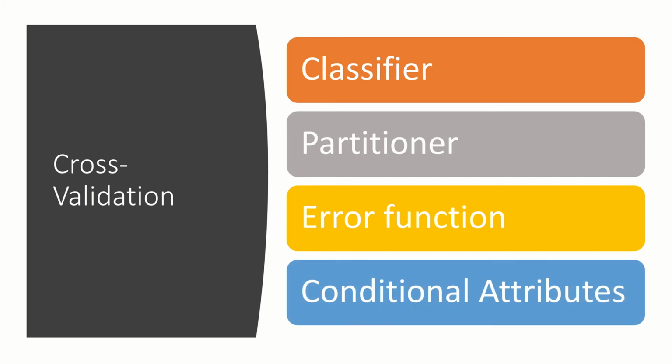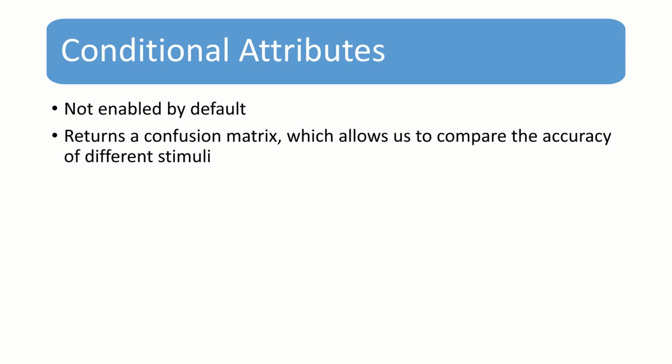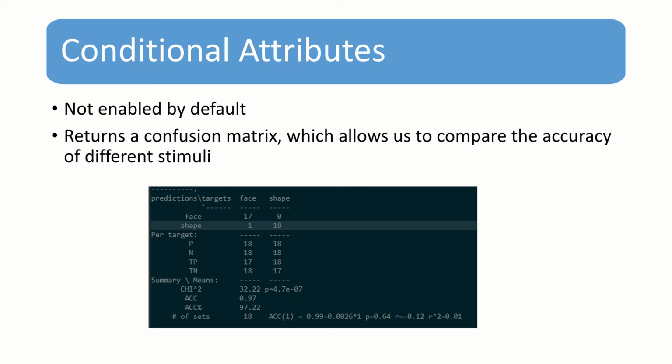And next is conditional attributes. By default, these are not enabled. But by asking for them, you can see how well it did on each stimulus. It'll return this matrix, and you can see how often it got faces and shapes right and how often it got those wrong. Without asking for this, you'll just see the overall accuracy score, but you won't be able to break it down and see where it was working correctly.